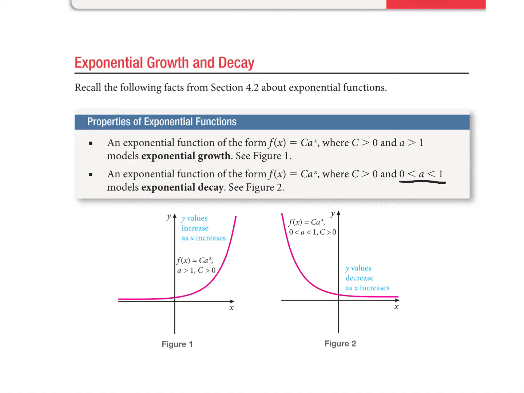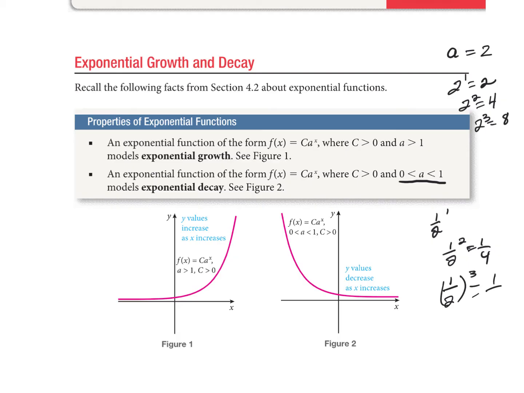And if you think about why that would be, let's say a is 2. If I go 2 to the first, that's 2, and I go up, I'm growing. But if a is 1/2, then 1/2 to the first, 1/2 times 1/2 is 1/4. And you can see I am not growing, I am getting smaller. So we would call that decay, right? So here are the graphs, exponential growth and exponential decay.